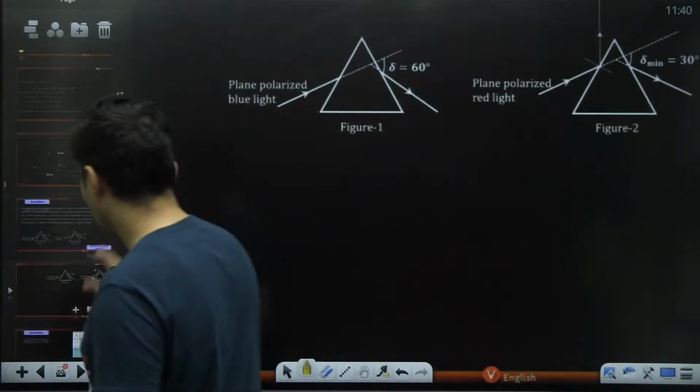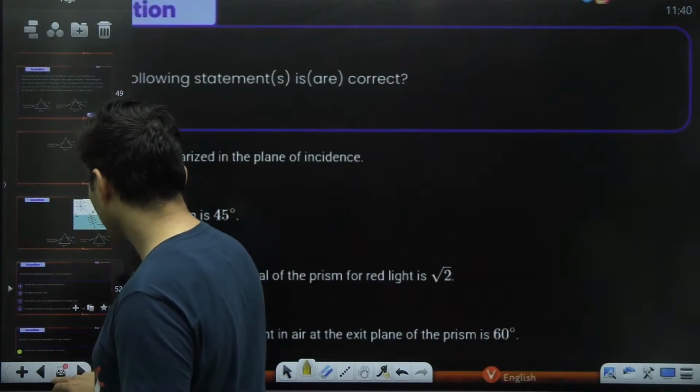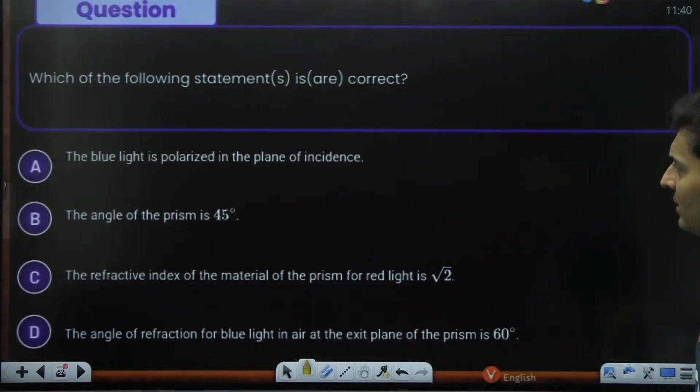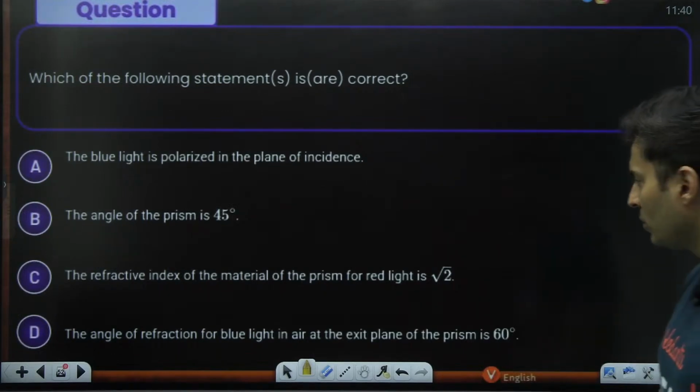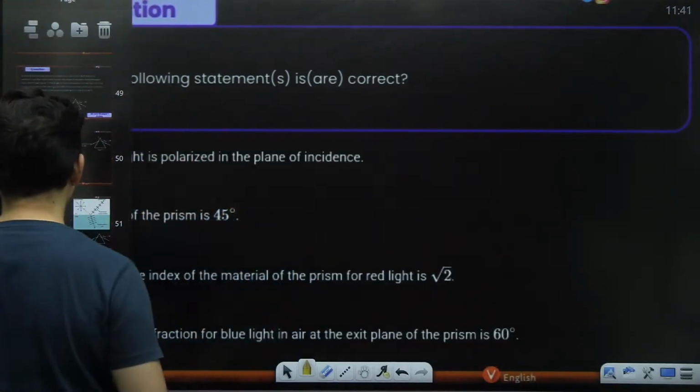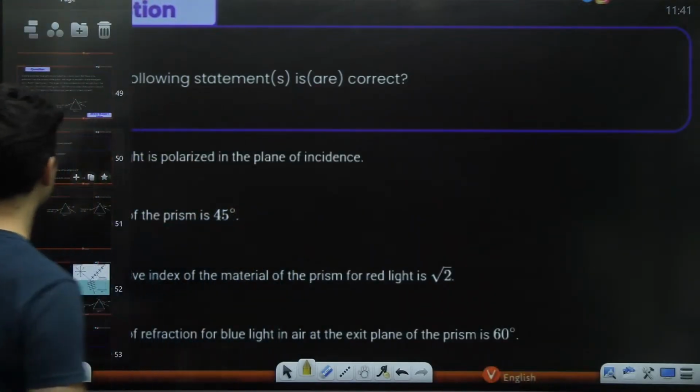Oops, this is just the solving slide. Okay, the options are, which of the following statements are correct? Blue light is polarized in the plane of incidence, angle of prism is so and so, refractive index for red light is so and so, the angle of refraction for blue light at the exit plane of the prism is 60 degree. Okay, so many things are there. So let's see what we do over here.